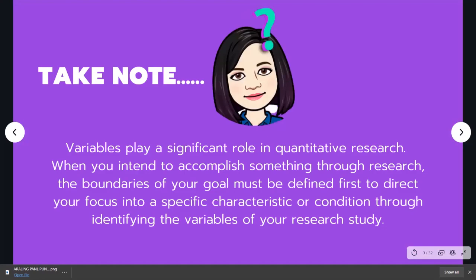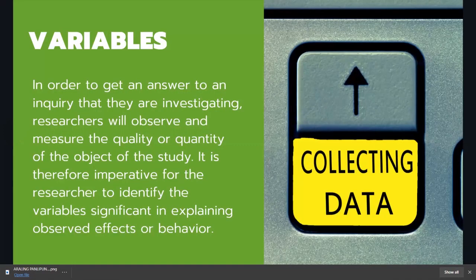Take note, variables play a significant role in quantitative research. When you intend to accomplish something through research, the boundaries of your goal must be defined first to direct your focus into a specific character or condition through identifying the variables of your research study. In order to get an answer to an inquiry that they are investigating, researchers will observe and measure the quality or quantity of the object of the study. It is therefore imperative for the researcher to identify the variable significant in explaining observed effects or behavior.